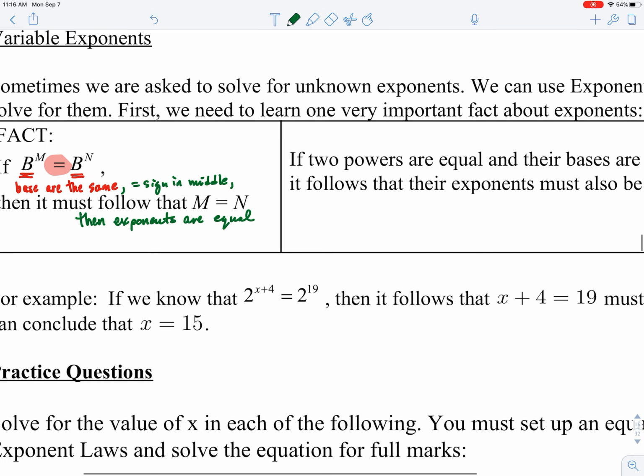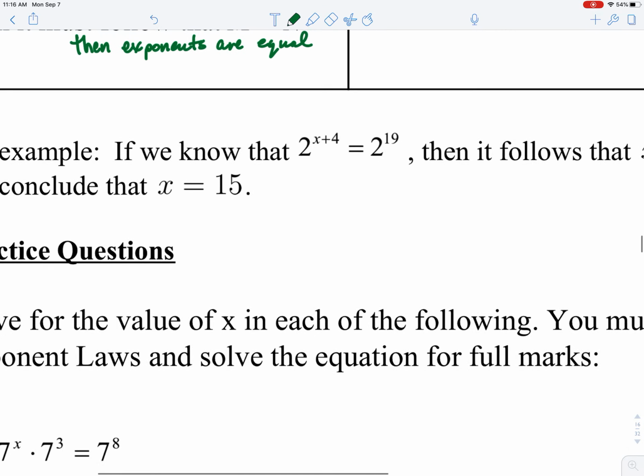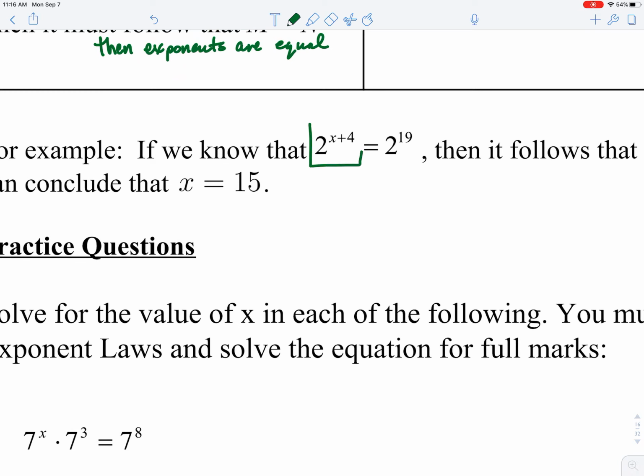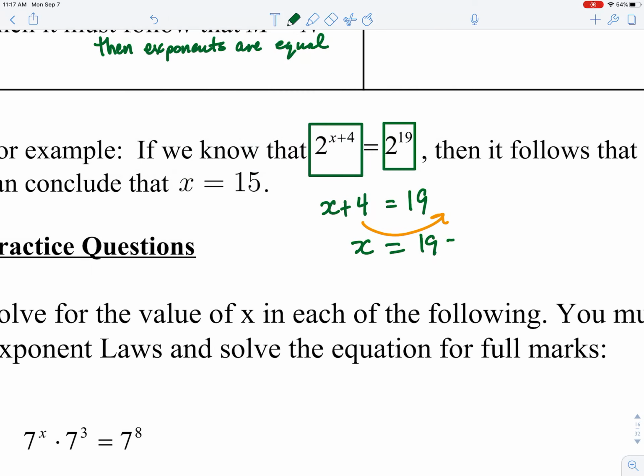So if two powers are equal and their bases are the same, then it follows that their exponents must also be the same. That's just words saying what we wrote over there in red and green. So for example, if we know that 2 to the x plus 4 equals 2 to the 19, it then follows that the exponent, x plus 4, has to equal 19. And then however you solve this algebraically, I would do it by moving the plus 4 to the other side. We would get x equals 19 minus 4, or x equals 15, which is what the note got.